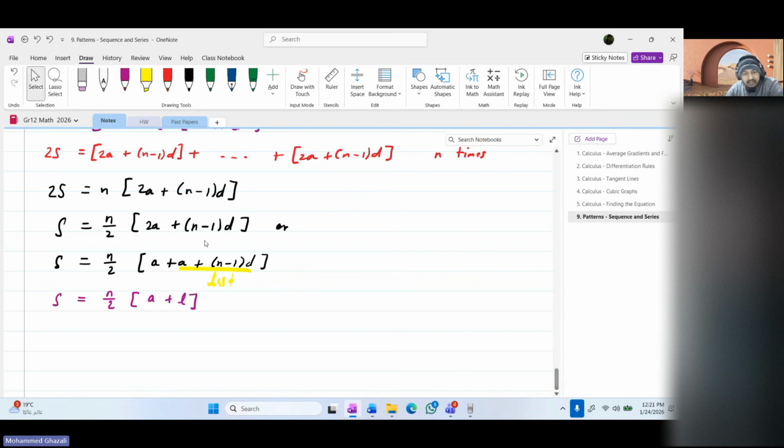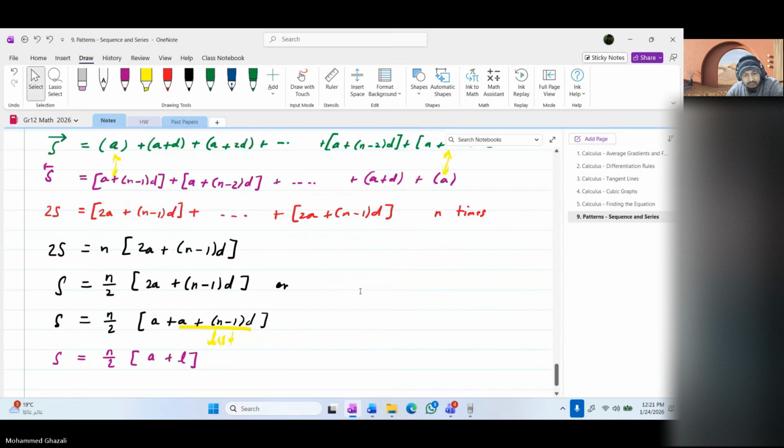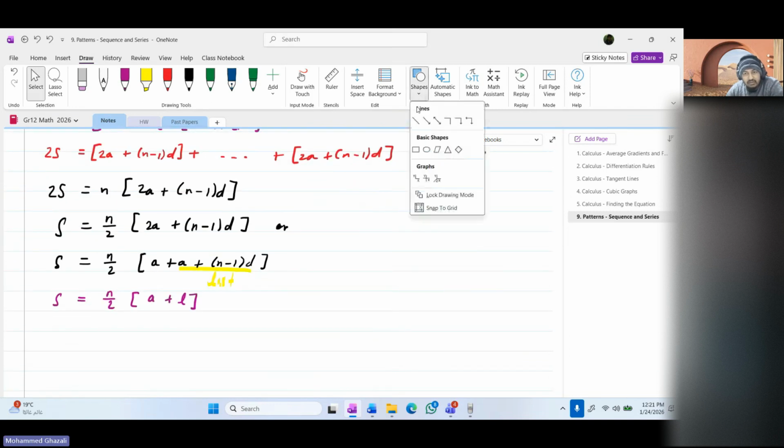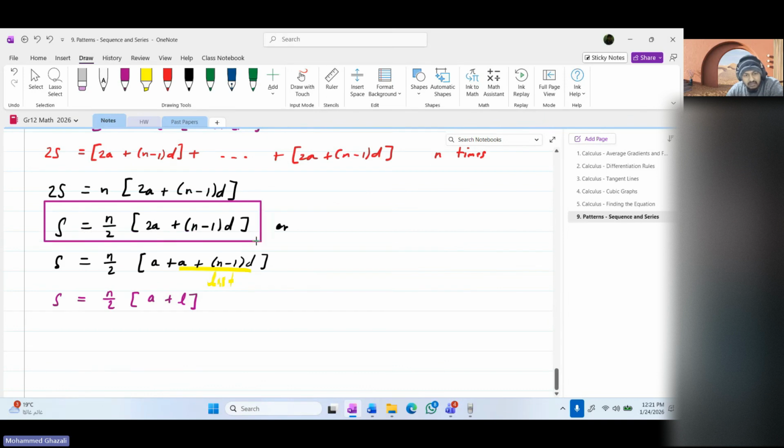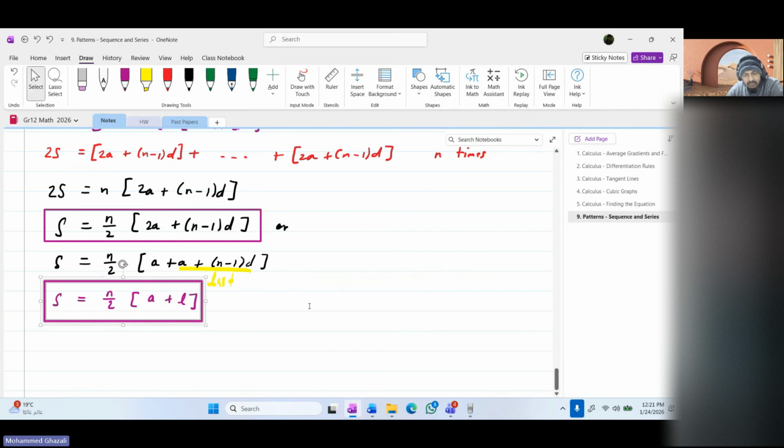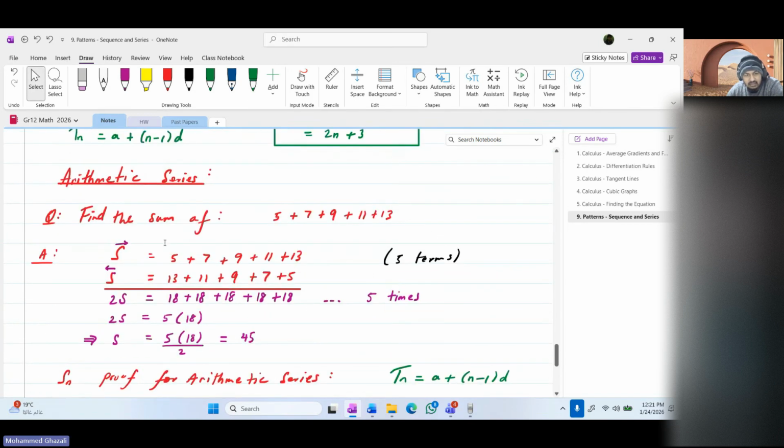So the example that I gave you before, what can you use here? You can use this formula, which will always work, right? But if the first and the last term is given, use the second formula for summing up an arithmetic series. So you can use either one of the formulas. The example that I gave you was find the sum of this. I want to find the value of this.